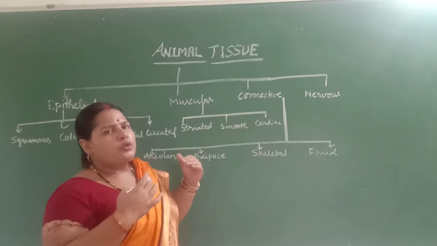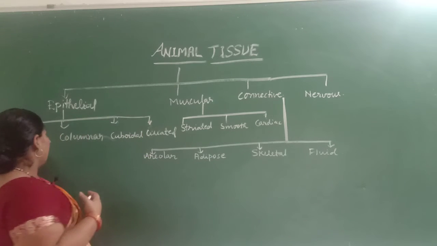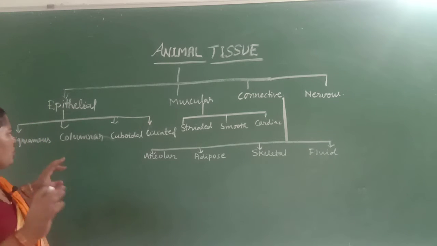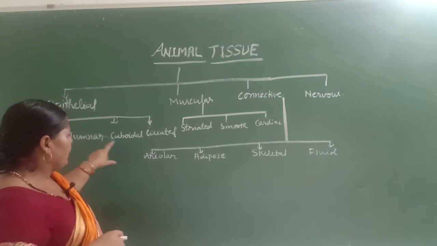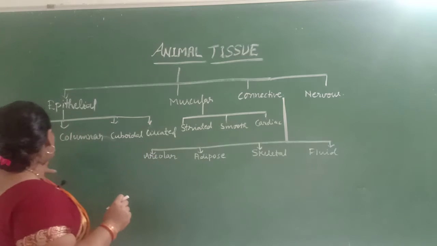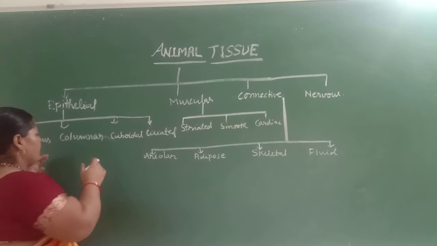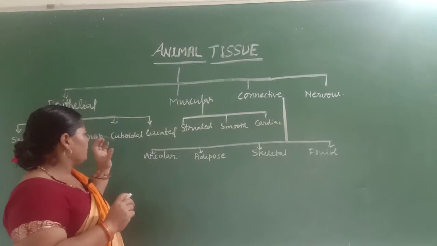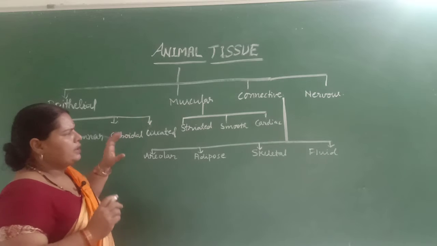So students, these are further divided into groups. First is the epithelial tissue, divided into 4 groups: first squamous tissue, second columnar tissue, third cuboidal tissue, and fourth ciliated tissue. Squamous tissue is flat, columnar tissue has a column-like structure, cuboidal tissue has a cube-like structure, and ciliated tissue has cilia-like structures.